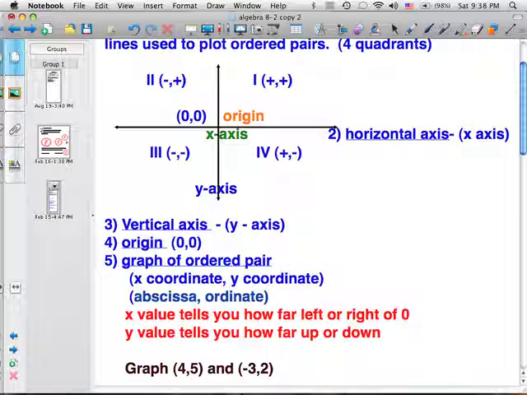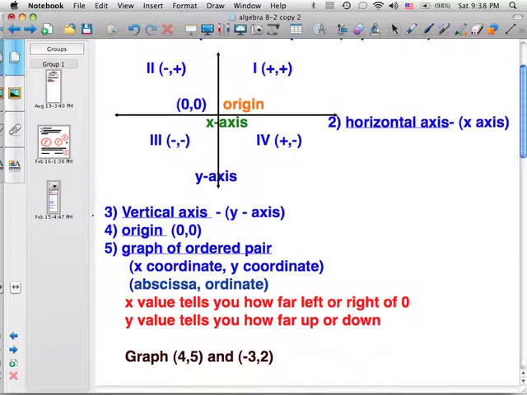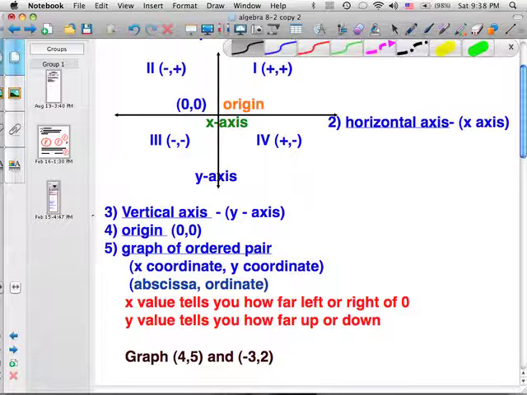So if I wanted to graph 4, 5, the 4 tells me to go right 4 places on the x-axis, 1, 2, 3, 4, and then 5 up, since they're both positive. And I would plot that point. Negative 3, 2 says go left 3 places from the origin on the x-axis, 3 units, and up 2, and that would be negative 3, 2.